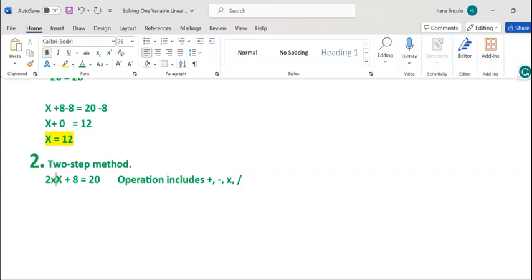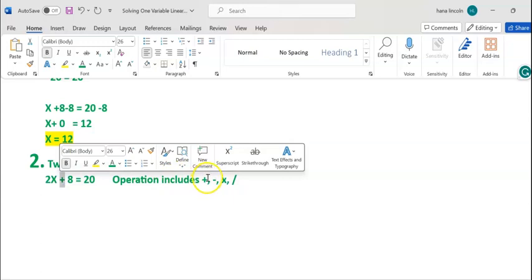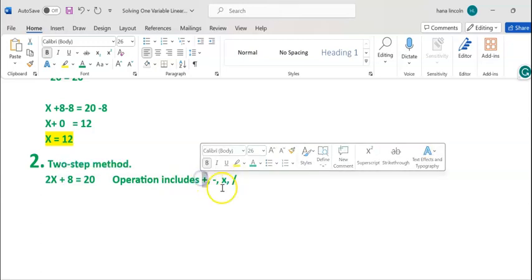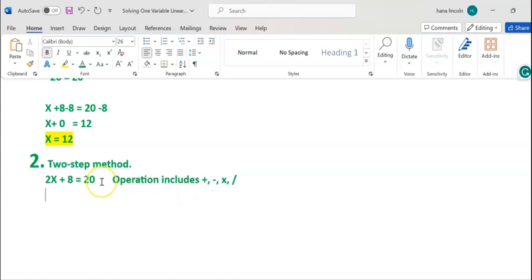All right, just 2 times x, but we don't do that. Just leave the point or ignore the point. Okay, so 2 times x, there's a multiplication here, and also we have addition, which is another operation, right? So we have two operations. So when we have two operations, we're going to use two methods.